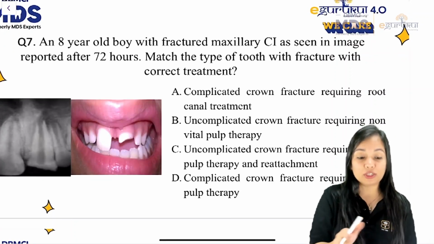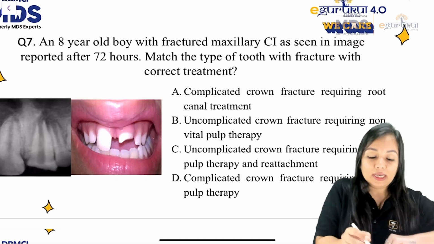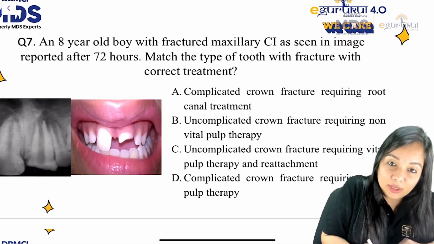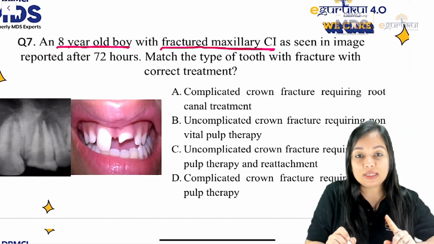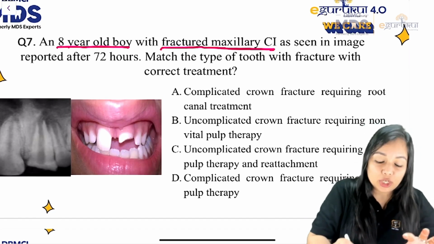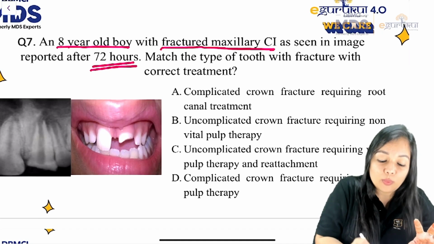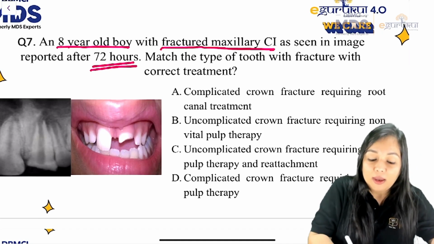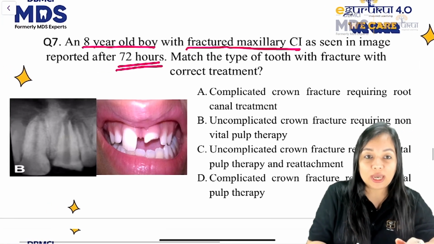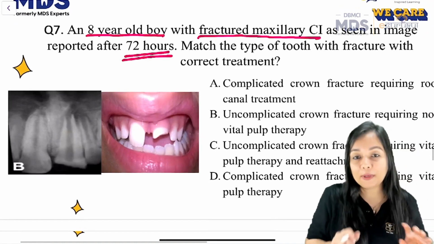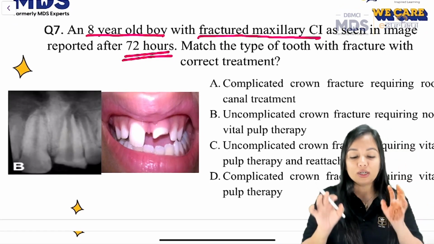So this brings us to the next question, which is the 7th question, again a clinical or an image based question. Here, take note, an 8-year-old boy with a fractured maxillary central incisor is seen in the image, who reported 72 hours after the injury. Match the type of tooth fracture with the correct treatment. So you need to look at the x-ray and the clinical picture, and you need to tell the treatment.